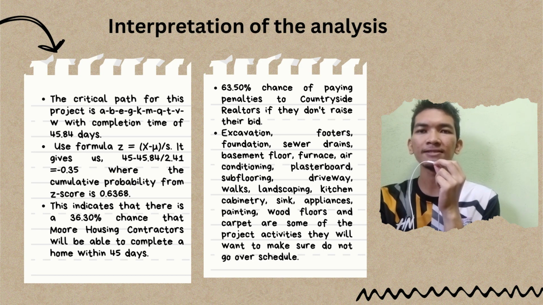This indicates that there is a 36.30% chance that More Housing Contractor will be able to complete a home within 45 days. We would advise More Housing Contractor to raise their bid because the likelihood of constructing a home in 45 days is 36.30%. More Housing Contractor have a 63.50% chance of paying penalties to Countryside Realtors if they don't raise their bid. The project activities that are on the critical paths need more of their attention.